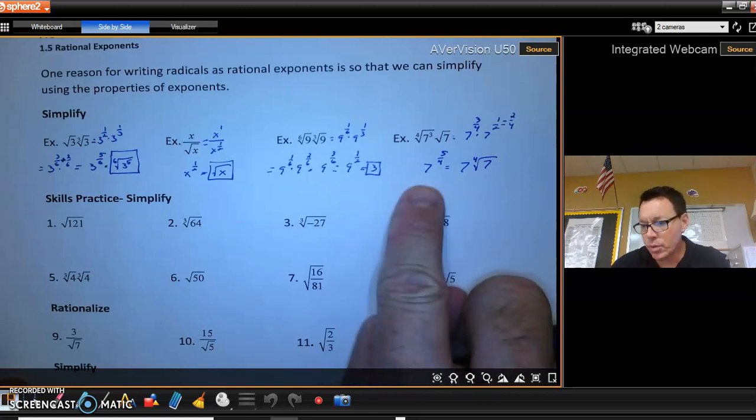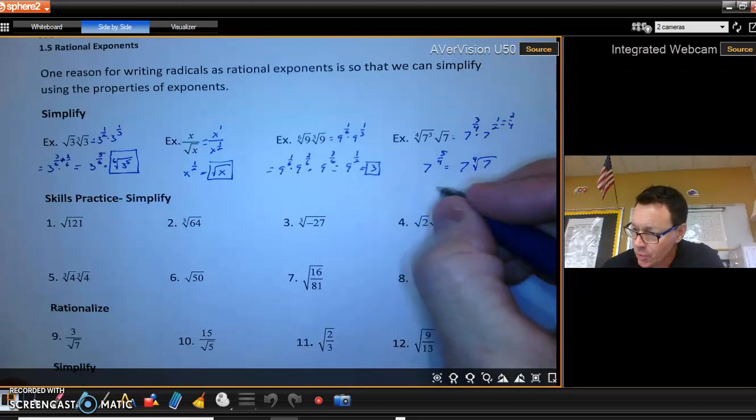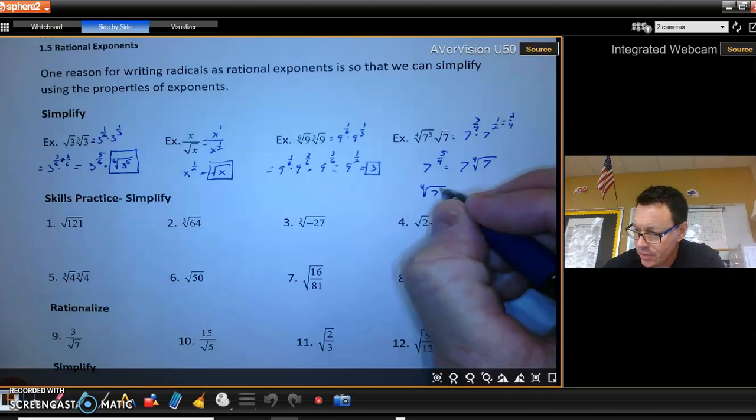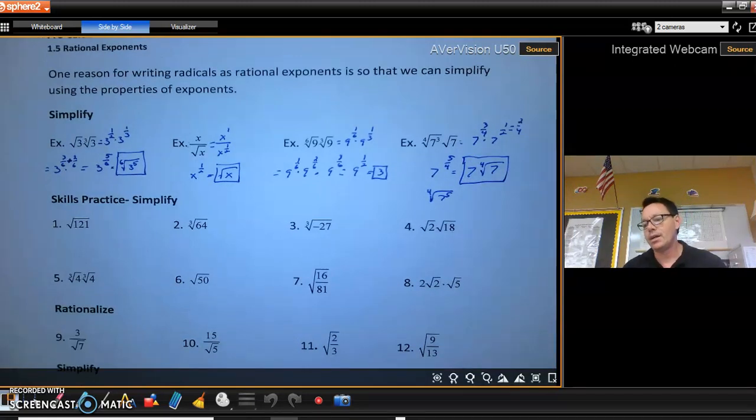Again, if you wrote this, I'm not going to be upset with you right now. If you turned this into a radical and said, oh, it's the 4th root of 7 to the 5th power, I'm not going to be mad at you right now. But technically, this is the simplified version of that. You would write it that way.